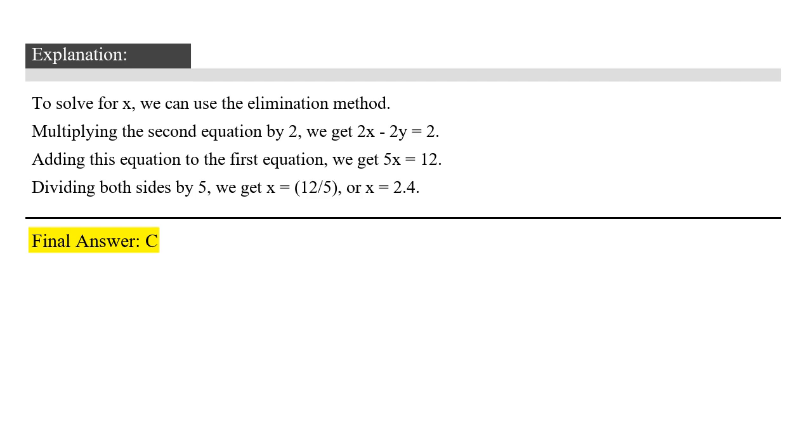To solve for x, we can use the elimination method. Multiplying the second equation by 2, we get 2x - 2y equals 2. Adding this equation to the first equation, we get 5x equals 12. Dividing both sides by 5, we get x equals 12/5, or x equals 2.4.